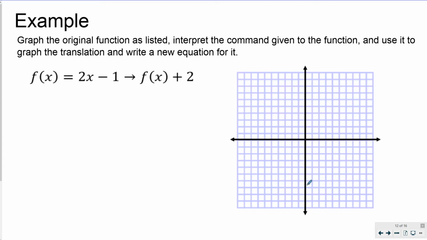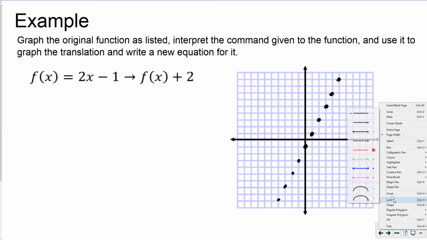Okay, we're combining everything that I just showed you into a single type of problem. Graph the original function as listed, interpret the command given to the function, and use it to graph the translation and write a new equation for it. So, the function is f of x equals 2x minus 1. You guys should take your graphing calculators and type in y equals 2x minus 1 into your equation editor and graph it. I am super proficient at graphing, and so I don't need to do that, but that's okay if you do. I hope that you'll use your technology appropriately.